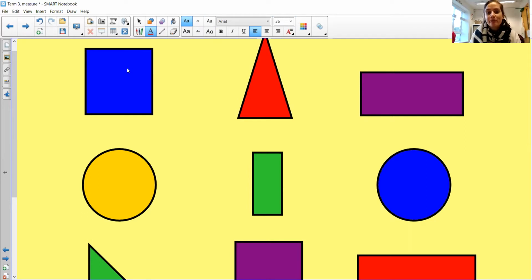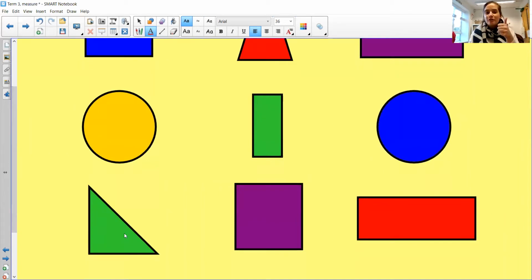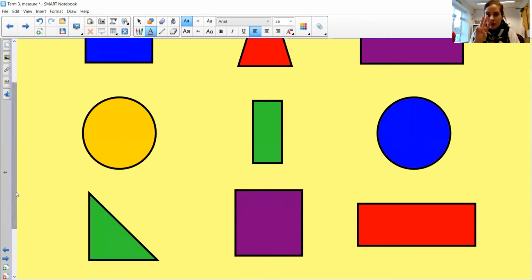Are you ready? Square, triangle, rectangle, circle, rectangle, another circle, well done. We've got triangle, another triangle on a different angle, but it doesn't matter. It's still that threeness. We can see 3 vertices and 3 sides. We've got a square here and we've got the last one, rectangle. Excellent. Okay, well done. Good memories.